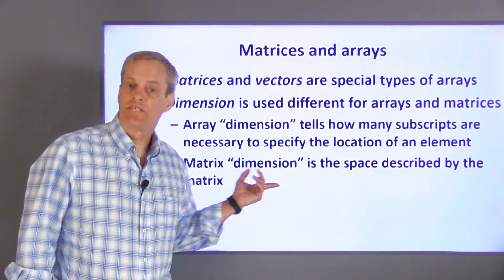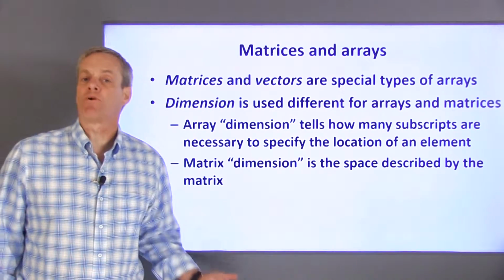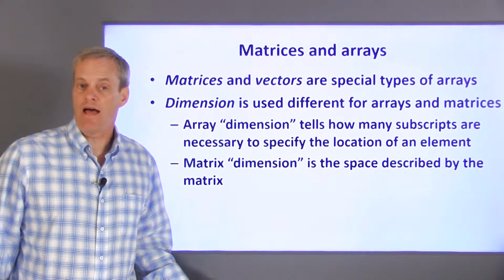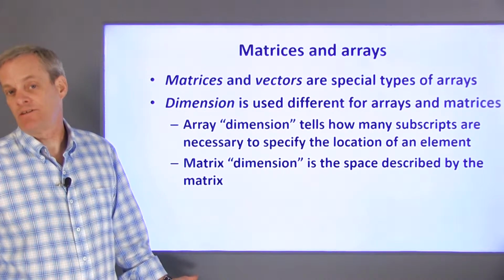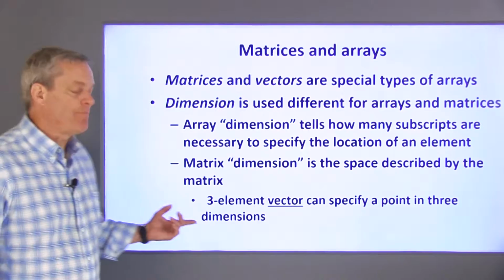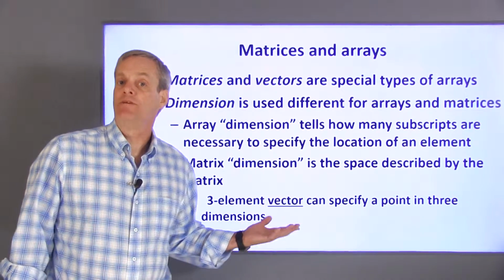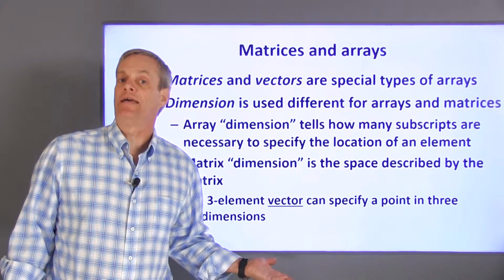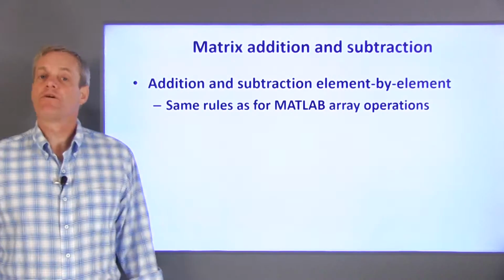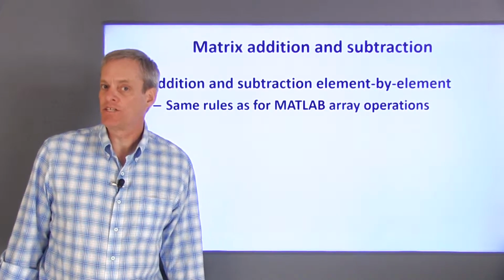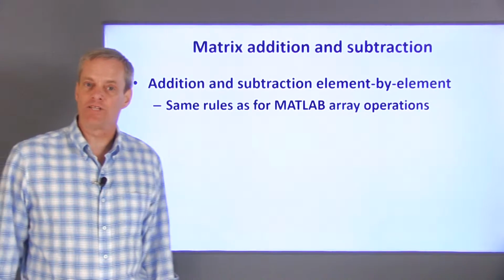However, a matrix dimension tells you something about the properties of the system being described. Matrices and vectors are generally referred to in terms of the space that they're describing. For example, a three-element vector can be used to specify the x, y, and z coordinates of a point in three-dimensional space.